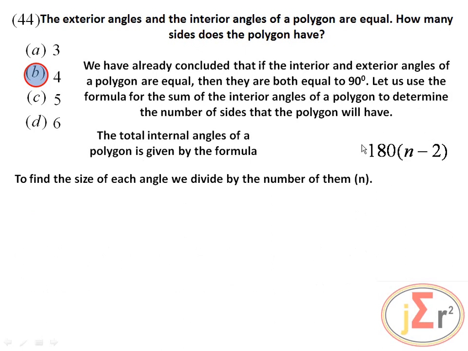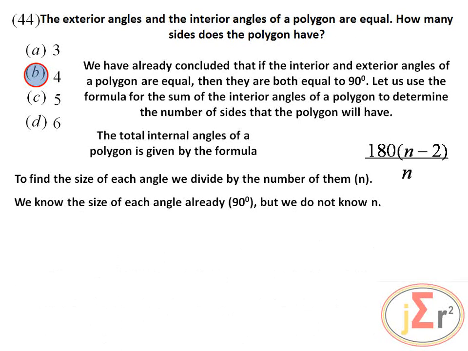So if you have the sum of all of the angles of a polygon, how do you find the size of each angle? You will divide the sum of the angles by the number of angles. So to find the size of each angle, we divide by the number of them, which is n. So we are dividing the total of the angles by the number of angles in order to find the size of one angle. But we know that the size of the angle is 90. So we know that each angle is already 90 degrees, but we do not know the number of sides.